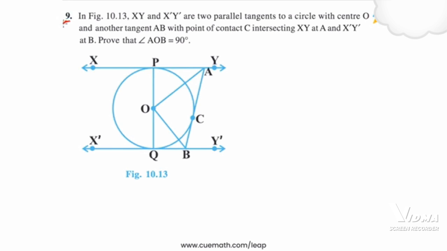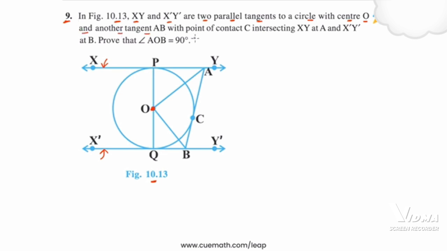Question 9 of this exercise says in figure 10.13 that you see here, xy and x dash y dash are two parallel tangents to a circle with center O. So if you see this figure, you see that there is a circle in the figure. This point O is the center of that circle, and xy, this line here, and x dash y dash, this line here, these two lines are parallel tangents to the circle.